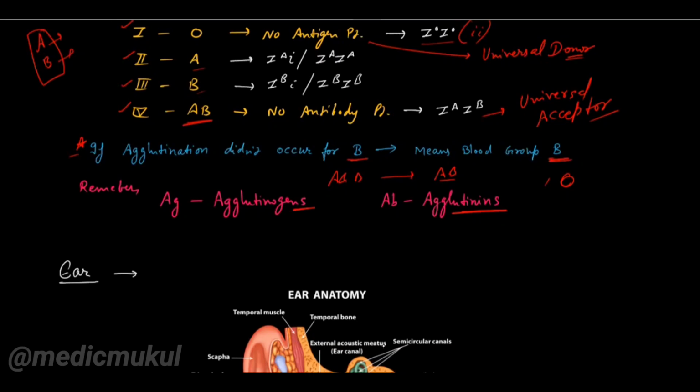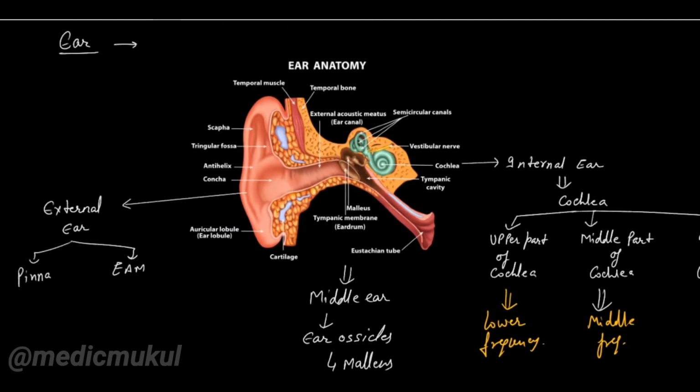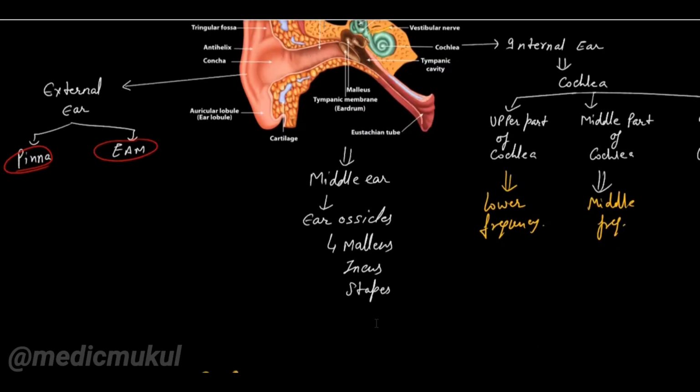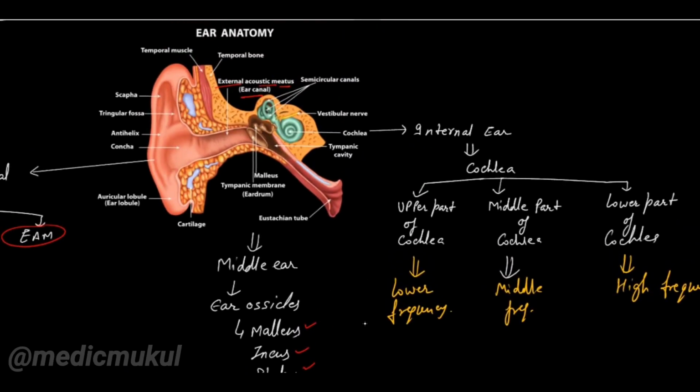Then the last topic for today is our ear. We have ear anatomy. We know the external ear, middle ear, and internal ear. So I'm just coming to the point. The external ear contains the pinna and the external auditory meatus, that is the external acoustic meatus, the ear canal. Then the middle ear contains what? The ear ossicles, the three bones: malleus, incus, and stapes. And the inner ear, remember, is responsible for hearing, and the vestibular system is responsible for balancing.